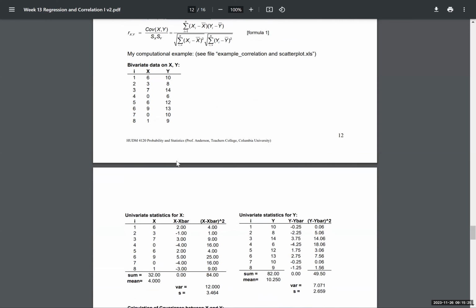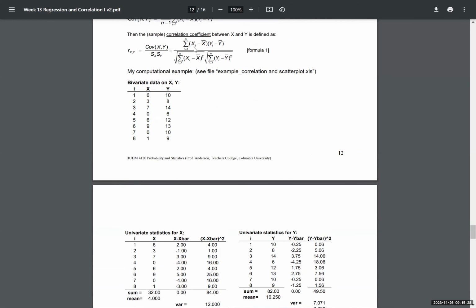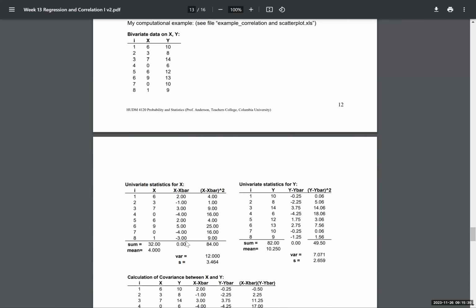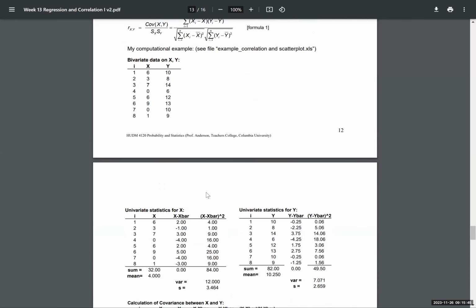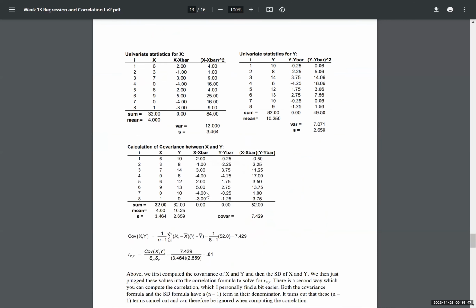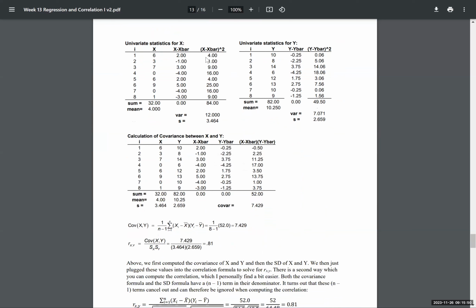So the first thing we're going to do, notice I need xi minus x bar. And then I also need xi minus x bar squared. And I need to sum those up. So for x, I have an x minus x bar. I sum them up. So actually, I can just go on this page. And then I also have the sum of the squared deviations right here. For y, I've done the same thing. I have y minus y bar, and then I have y minus y bar squared. And then I sum up that information right here.